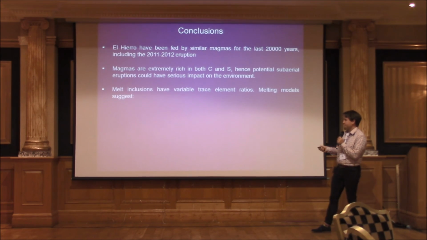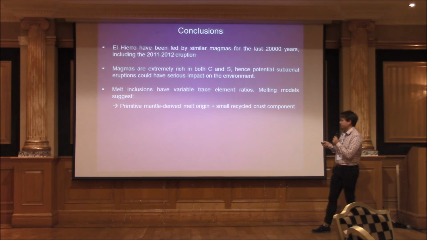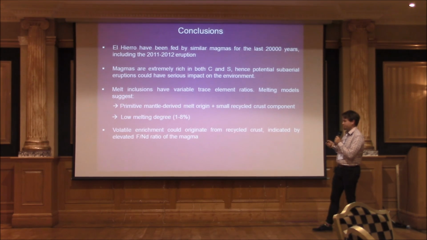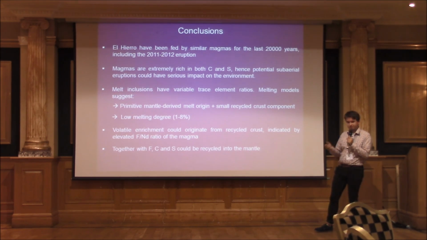Melt inclusions have variable trace element ratios, and based on these trace element ratios, we can suggest a primitive mantle-derived melt origin, and possibly a small amount of recycled crustal component in the source, a low melting degree compared to other oceanic islands, and volatile enrichment that could originate from this recycled crustal component, indicated by the elevated fluorine-neodymium ratios, and together with fluorine, carbon and sulfur could be present in this recycled component as well.